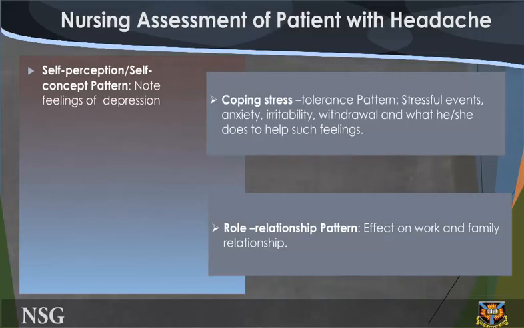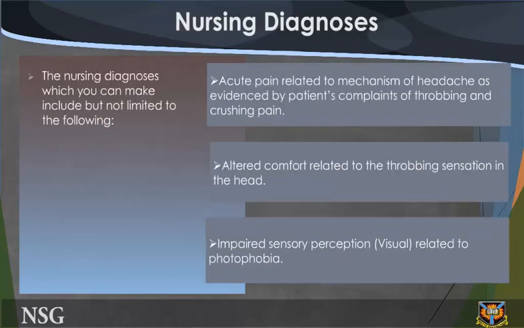Self-perception or self-concept pattern. Note feelings of depression. Coping stress tolerance pattern: stressful events, anxiety, irritability, withdrawal, and what he or she does to help such feelings. Role relationship pattern: effect on work and family relationship.